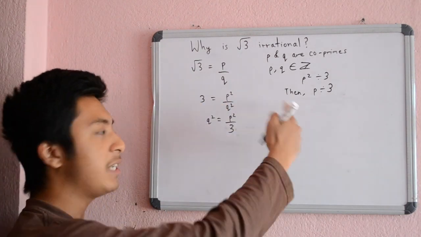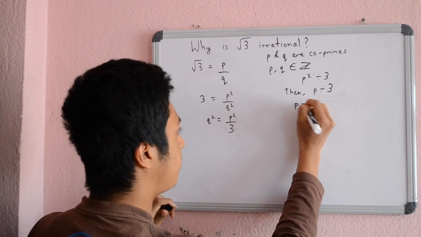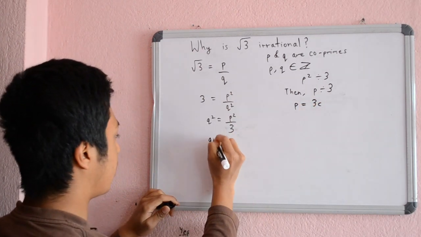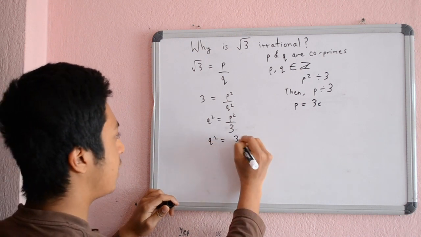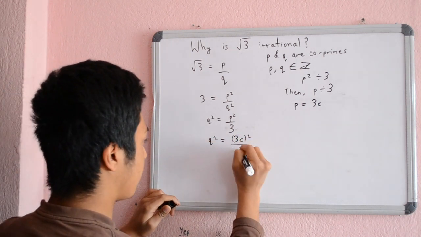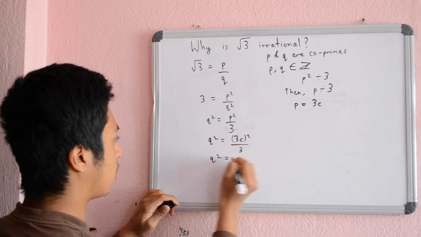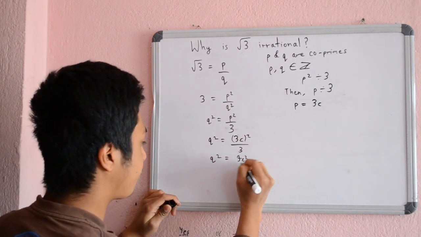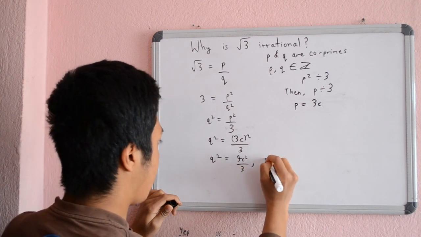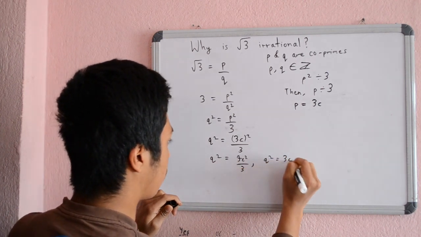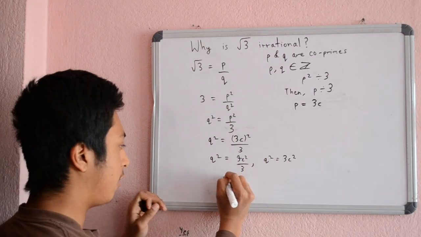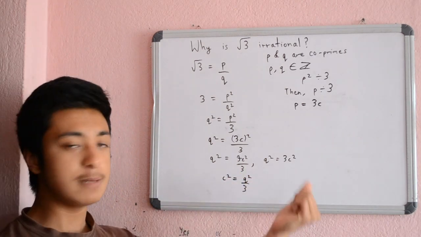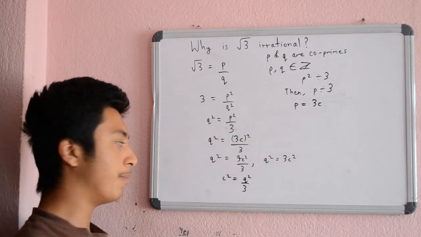So since p is divisible by 3, let p equal 3 times some number c. So right here we have q squared equals (3c) squared by 3. q squared equals 9c squared by 3. And we'll have q squared equals 3c squared. And right here we can write c squared as q squared by 3. And it's the same case as p squared by 3.